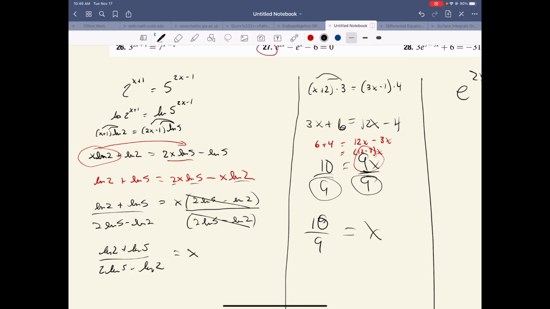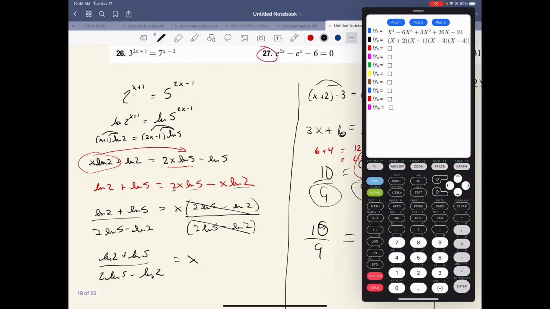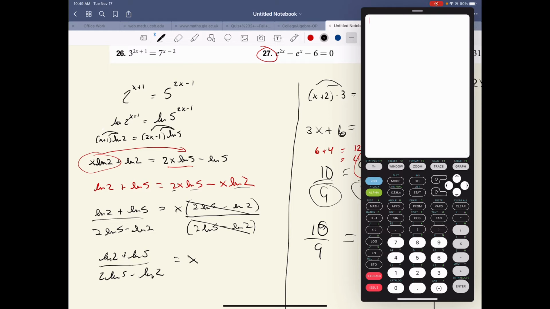Okay, couple things that I want to show you now with that answer. So if I was in here and I said parentheses ln2 plus ln5 parentheses divided by 2 ln5, I need a parentheses there, 2 ln5 minus ln2, the answer is 0.9116518.